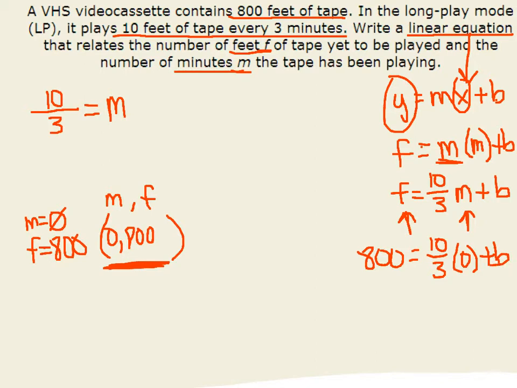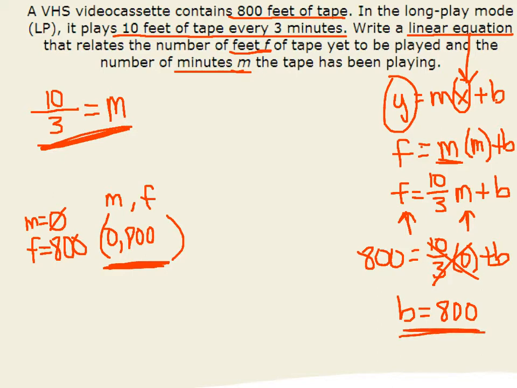Now luckily we don't have to deal with any fractions here. This goes to 0, because anything times 0 is 0, so that gives us b to be 800. So now we have all the parts for our linear equation. We have our slope here, our rate of change, and we have our b.